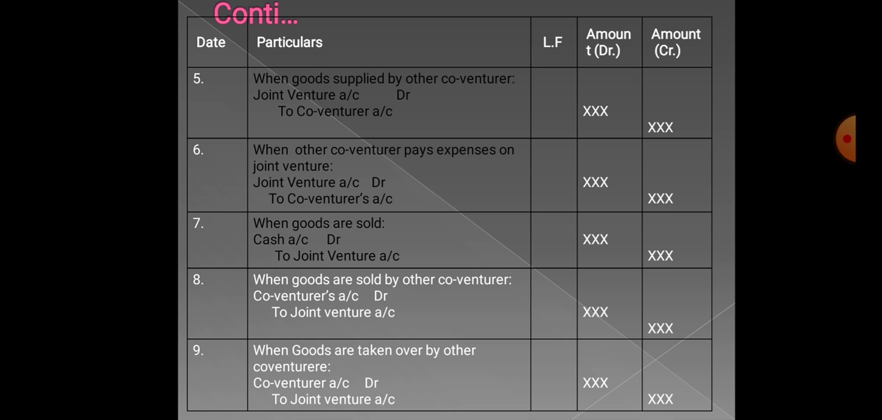When goods are sold, then cash is coming in. Then the entry would be cash account debtor to joint venture account. When goods are sold by the other co-venturer, then the entry would be co-venturer account debtor to joint venture account. Then the next entry, when goods are taken over by the other co-venturer, the entry would be co-venturer account debtor to joint venture account.